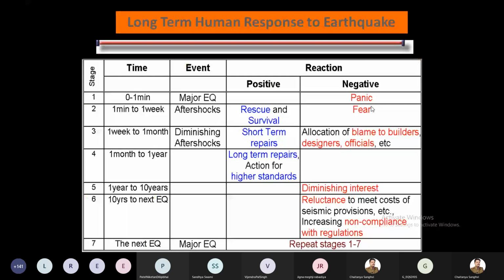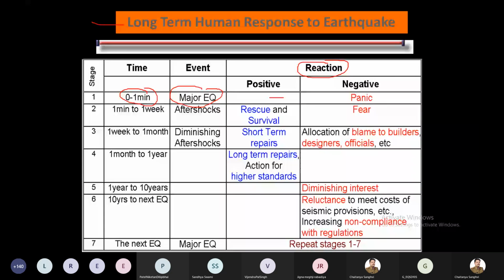I think this will tell you everything, and I think this is a well-known table. You can see the long-term human response to earthquake. When an earthquake comes, 0 to 1 minute, a major earthquake comes, then actually the reactions are positive or negative, right? But in the first minute of the earthquake, there is no positive reaction, panic is there, right? Panic. You are panicked because of the big earthquake.